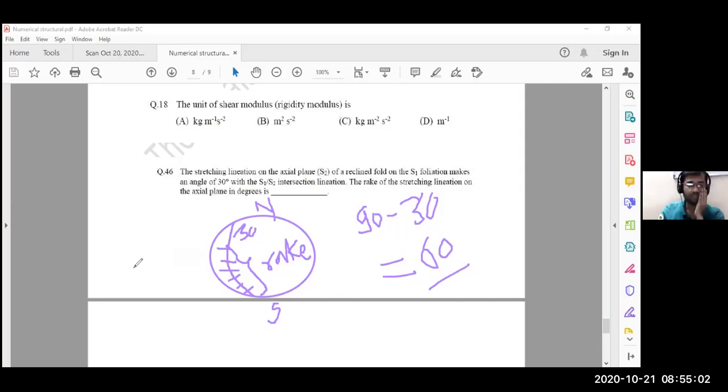I told you what it is. Rake is the angle measured with the horizontal of any lineation on the foliation plane, the angle between a line and the horizontal. It is the angle between any lineation and the horizontal.